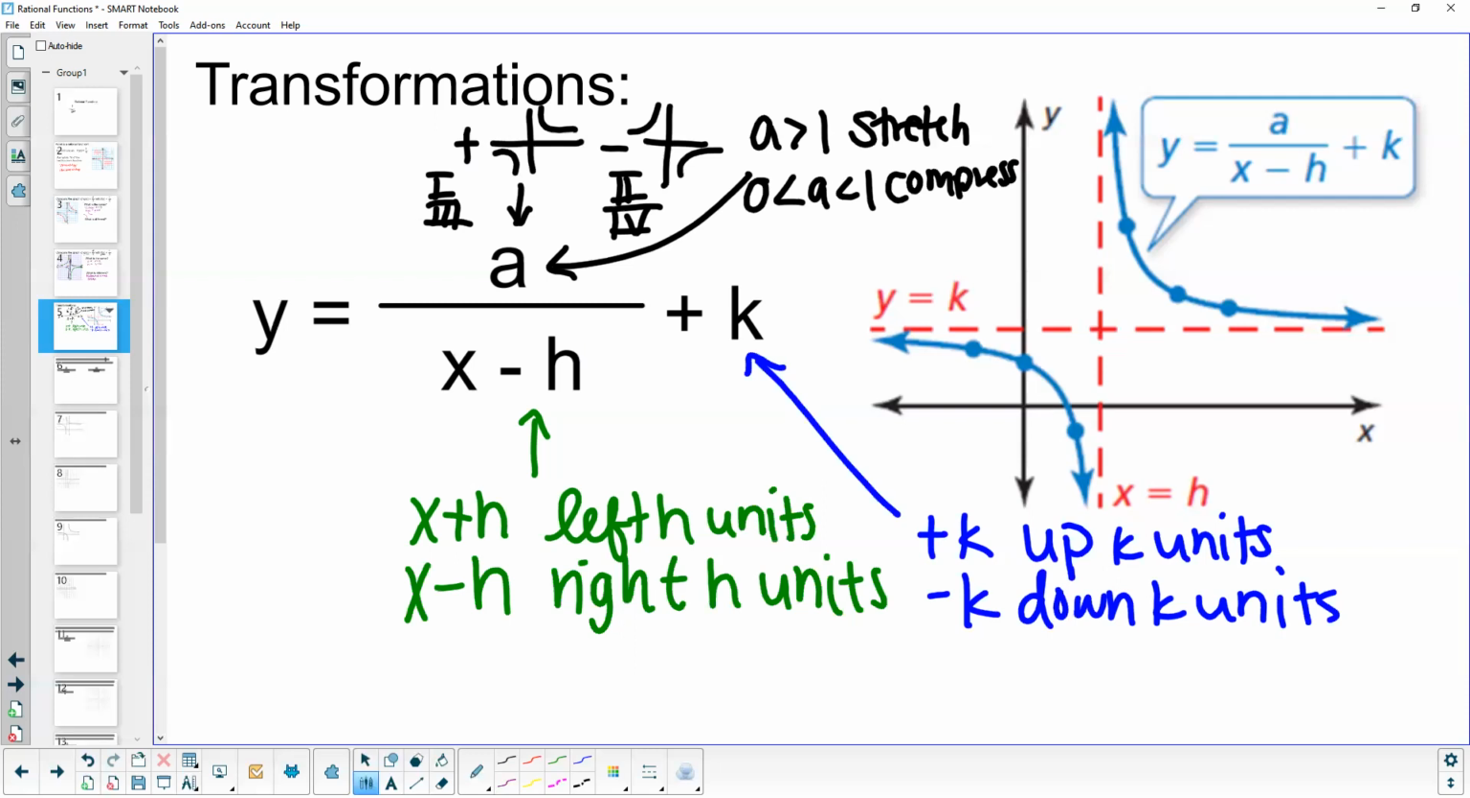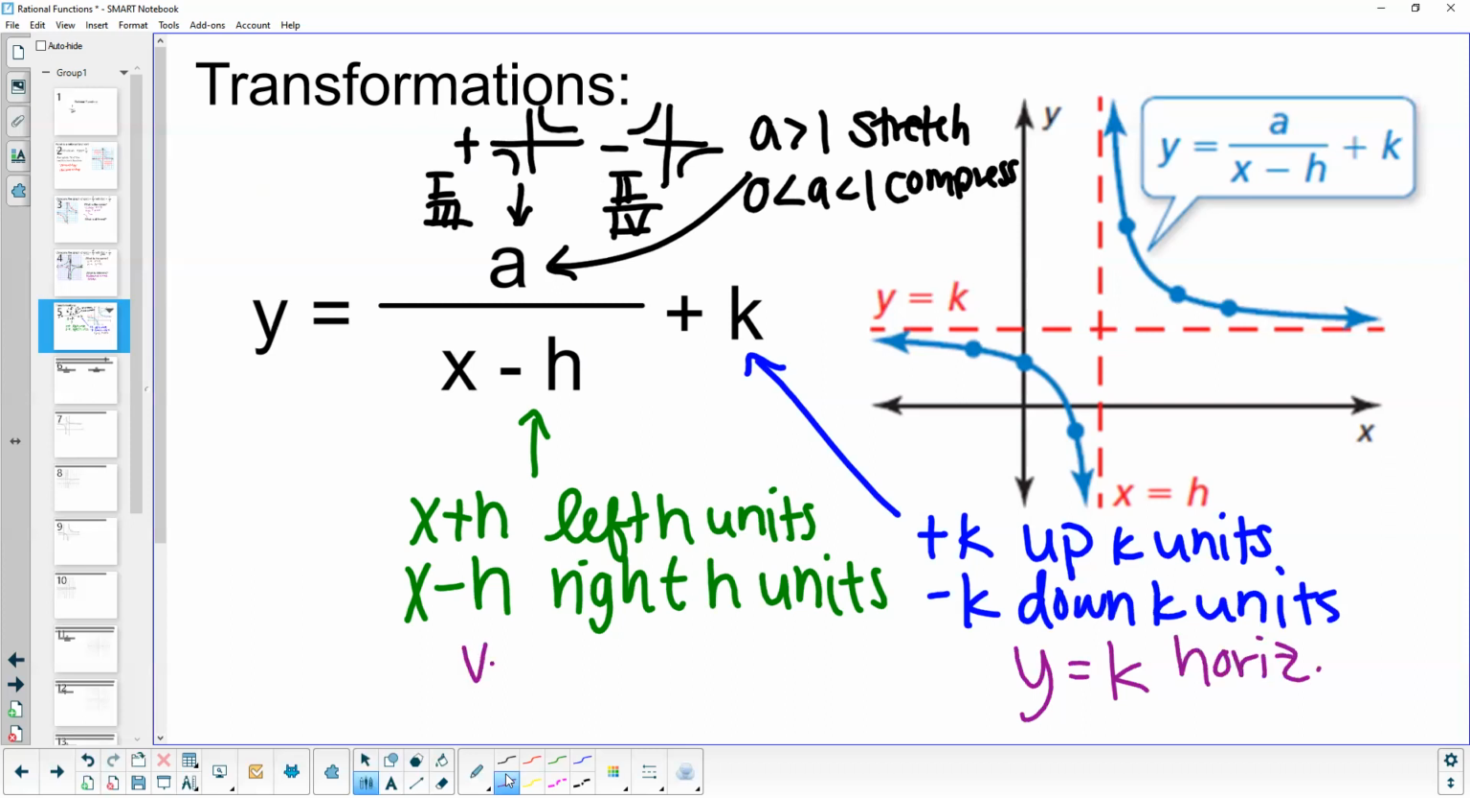The last element that's really cool about this is how our asymptotes relate. So you can see right here that our y asymptote is going to be wherever k is. So if we have a plus 2, our y asymptote is going to be at 2. If we have a minus 7, our y asymptote is going to be at negative 7. Similarly, our vertical, so that's our horizontal asymptote.